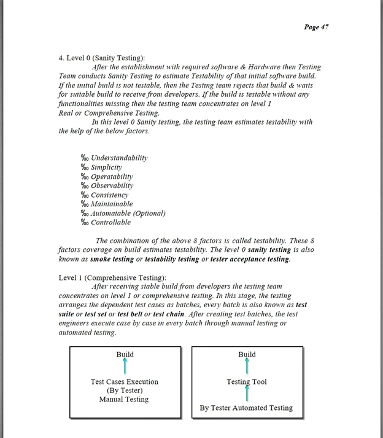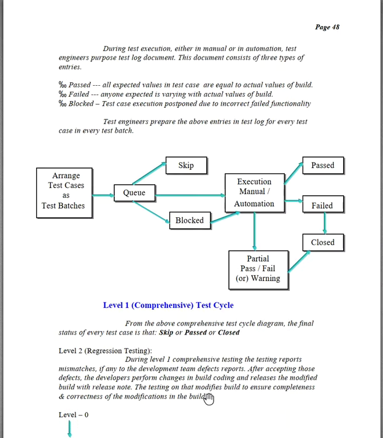Then we have level 1, which is comprehensive testing. Once the build is stable, the testing team will start executing the test cases as batches, known as a test suite. It can be done by either an automation tester or a manual tester. It will be a detailed testing of the functionality, and there will be statuses like passed, failed, and blocked.